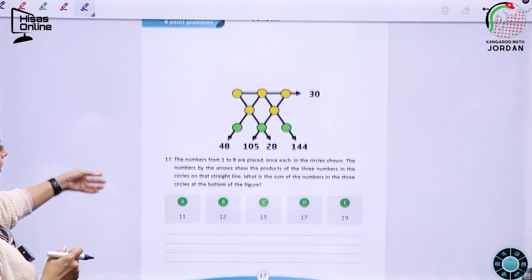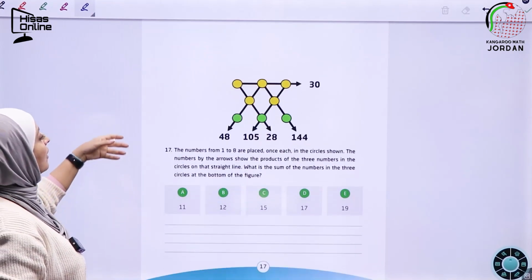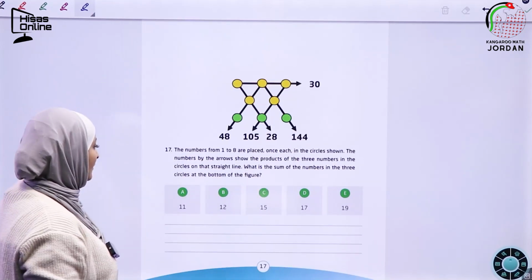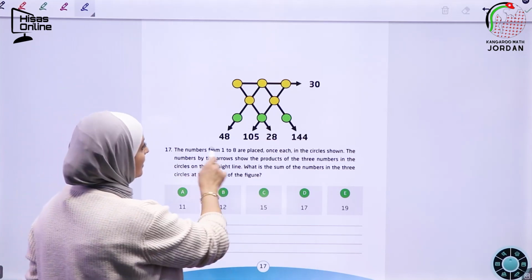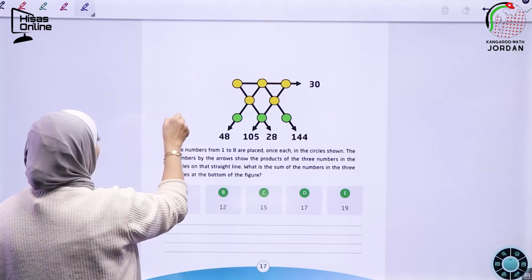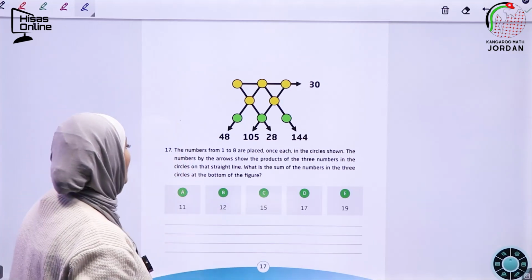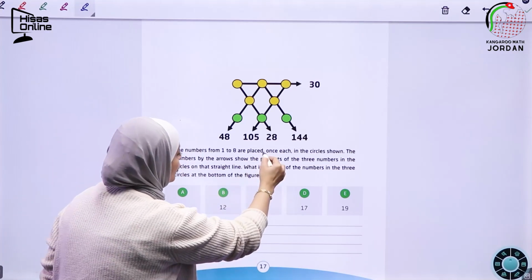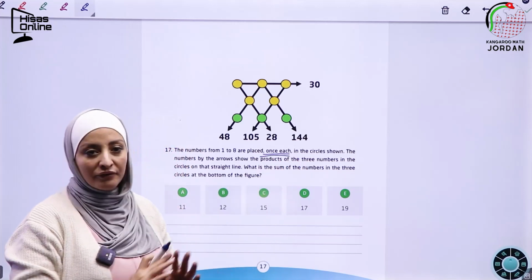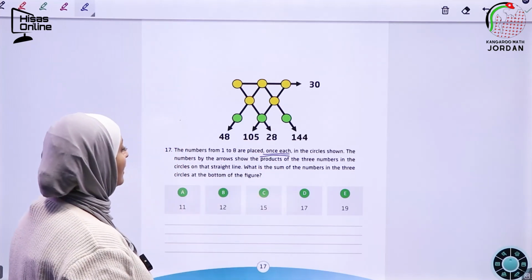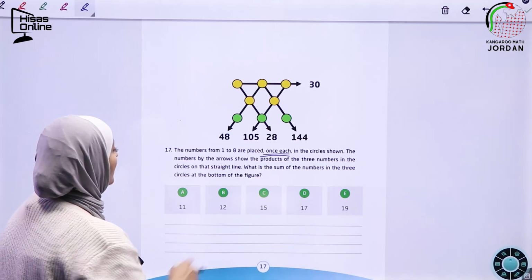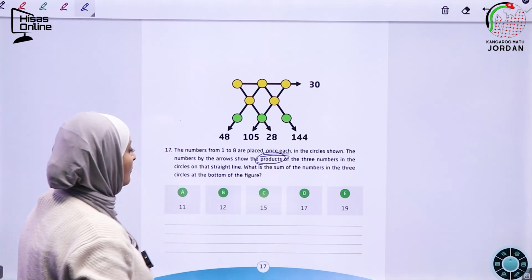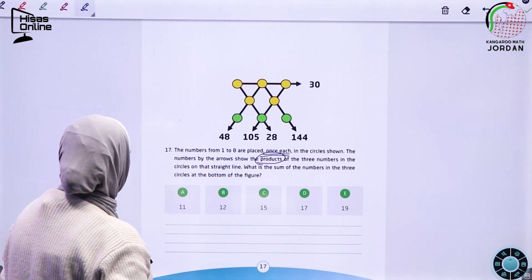Okay. This is also a 4-point problem. Let's see. The numbers from 1 to 8 are placed once each. This is a very important thing to know, so I cannot repeat any number in any circle. The numbers by the arrows show the product of the 3 numbers in the circles on that straight line.